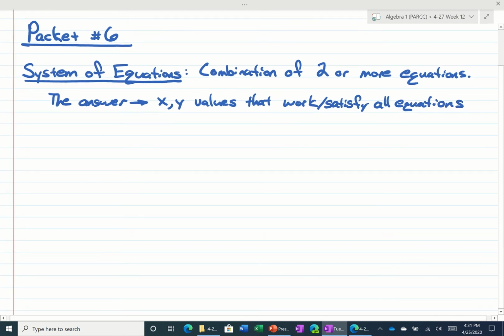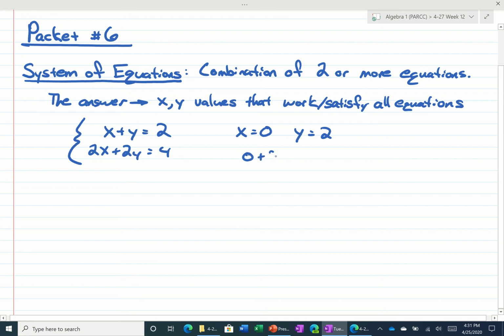So that might look something like this: x plus y equals 2, and 2x plus 2y equals 4. That's a system of equations. And if we let x be 0 and y be 2, you could see that it works in the first one: 0 plus 2 equals 2. And in the second one, 2 times 0 plus 2 times 2 is equal to 4. So that would be an answer. The answer has to work in both.